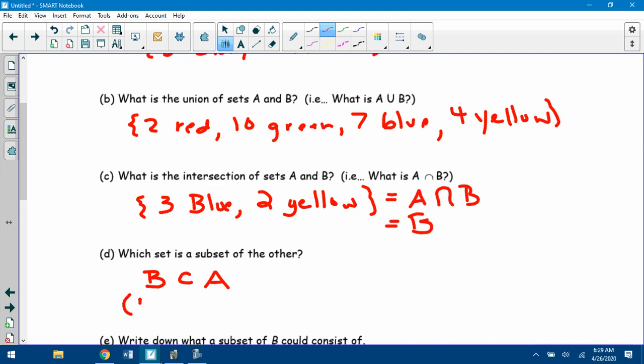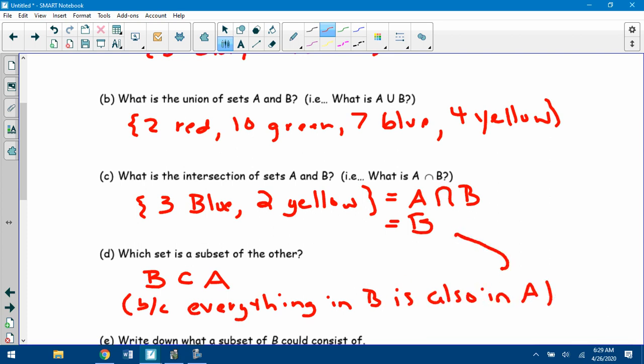And the reason is because everything in B is also in A. When you have an intersection equal to one of your sets, that means that set was a subset of the other one. So since B was the same as the intersection, B is the subset of A.